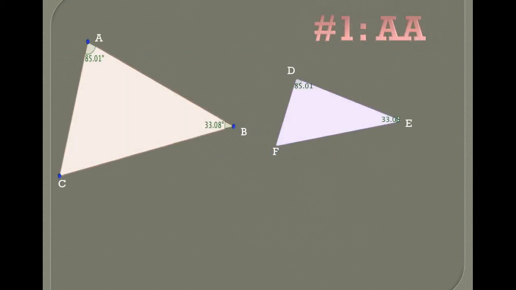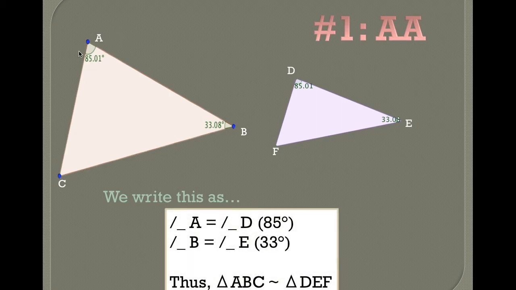So if two triangles have two of the same angles corresponding to each other, then these triangles are similar. So here are two triangles. We have ABC and DEF, and I give you their angles. We write this as, like the hypotheses, angle A is equal to angle D. We see it, they're 85, and angle B corresponds to angle E, and they are the same, they're equal to 33. So therefore, triangle ABC is similar to triangle DEF.